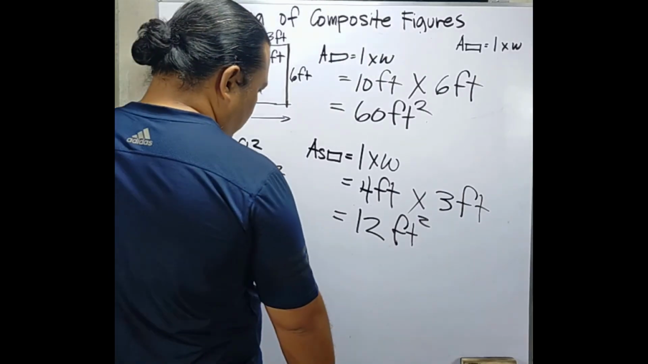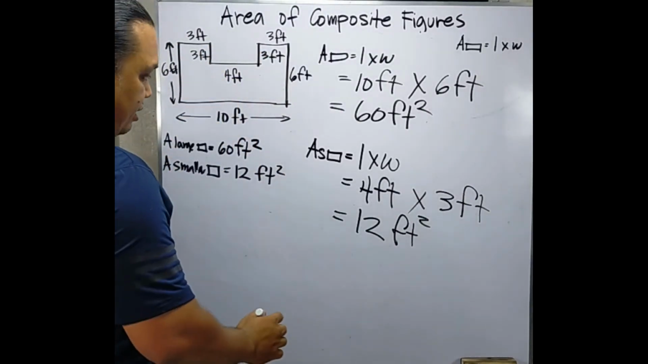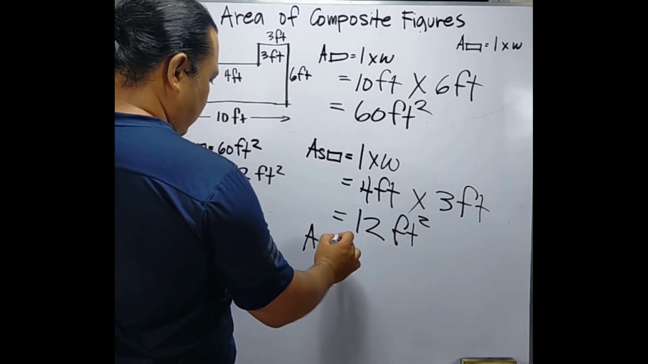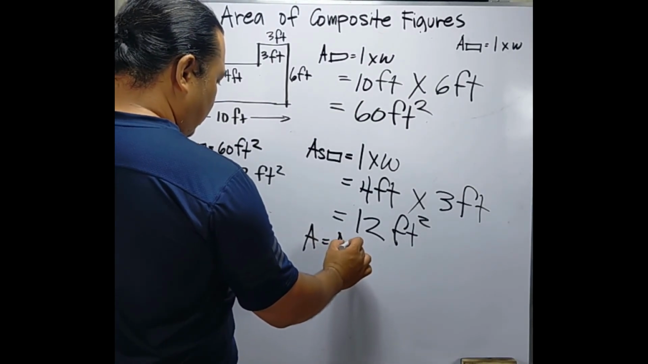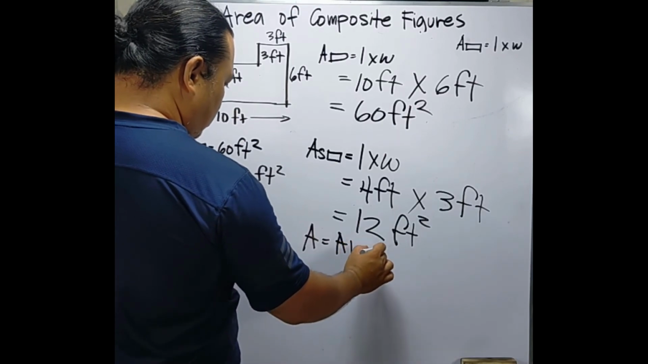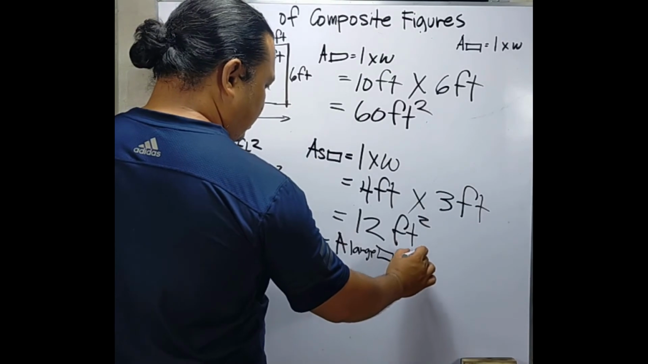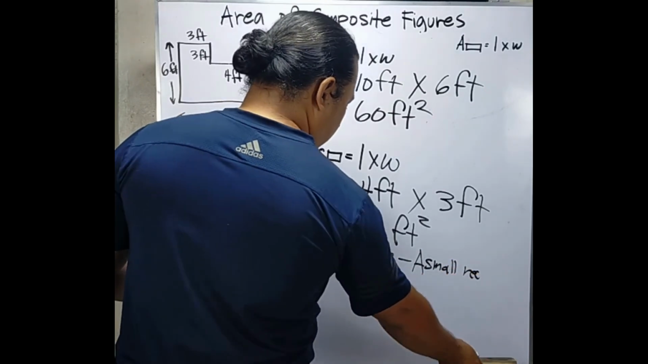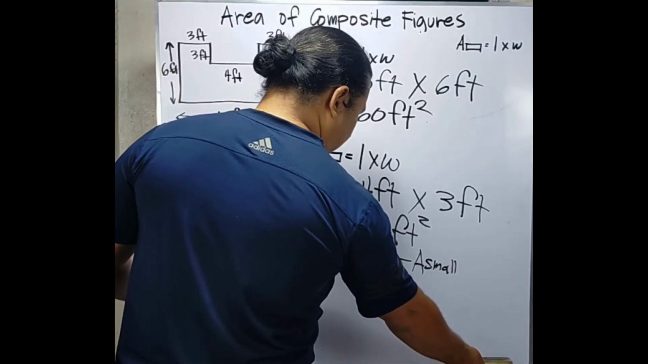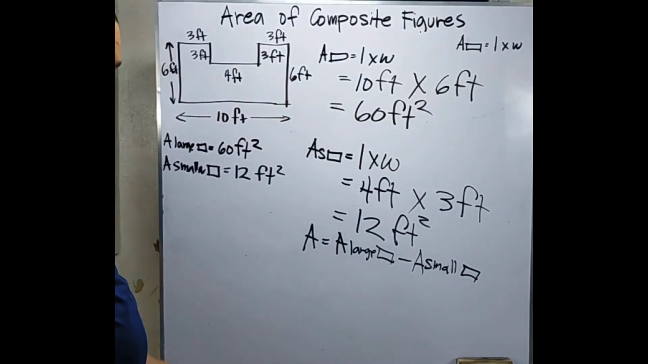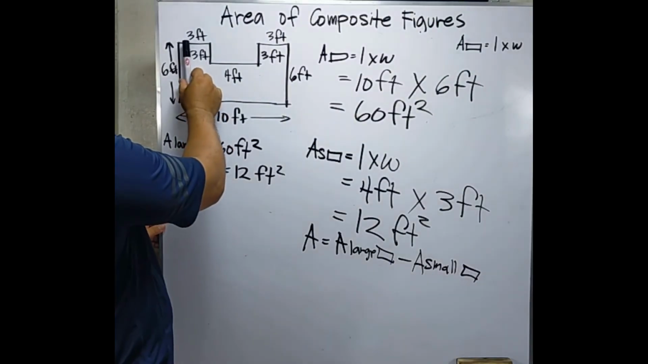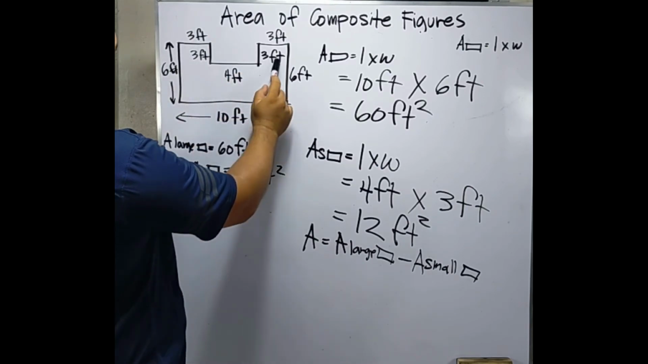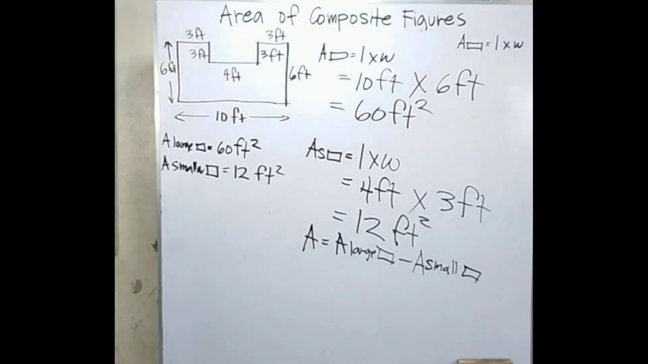So if you want to get the total area here, all we need to do is subtract the area of our small rectangle from the area of our large rectangle, and that will be the area of our composite figure. So the area of our large rectangle minus the area of this small rectangle, and what's left is the area of our composite figure. So let's do that.